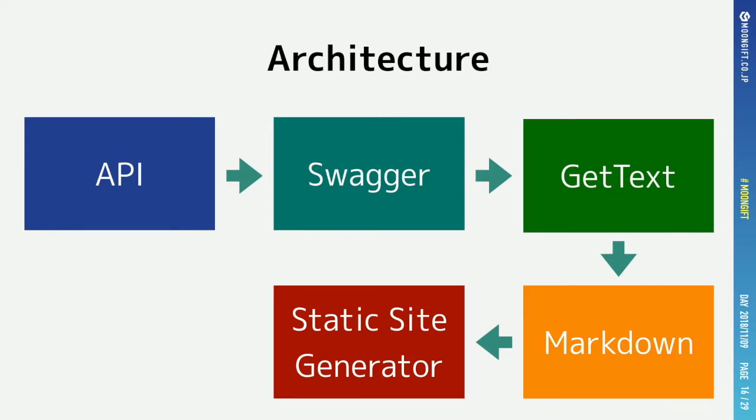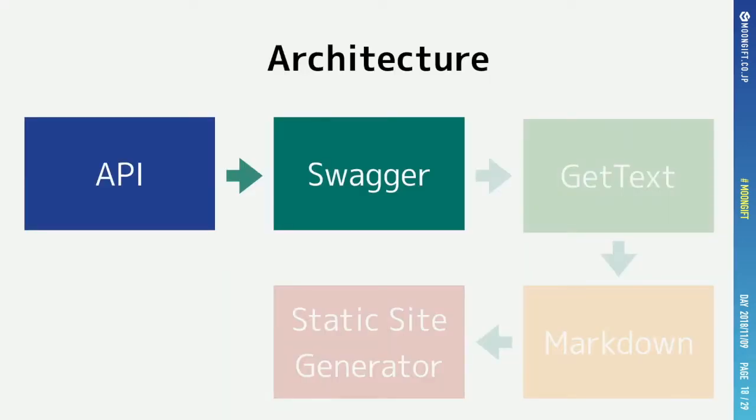At that time, I used gettext. Do you know gettext? It's software for international localization, and it uses configuration files with keys and values. In this case, the key is an English sentence and the value is a Japanese sentence. So I generated English and Japanese markdown files at the same time. Finally, the markdown files are used by a static site generator. We chose MkDocs as the static site generator. I will talk about that later.